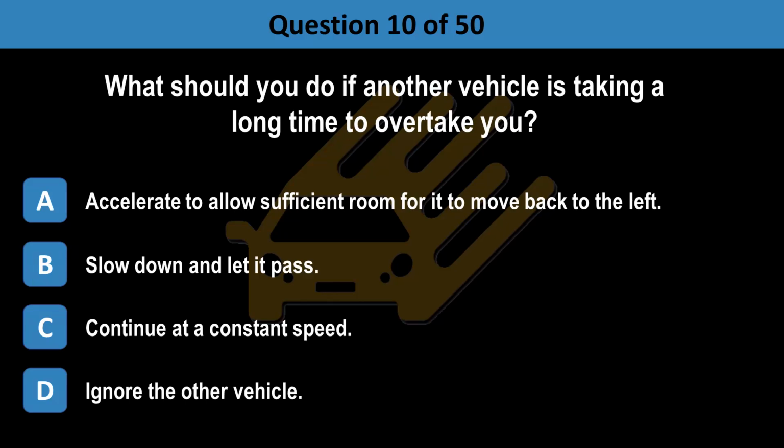What should you do if another vehicle is taking a long time to overtake you? A. Accelerate to allow sufficient room for it to move back to the left. B. Slow down and let it pass. C. Continue at a constant speed. D. Ignore the other vehicle.